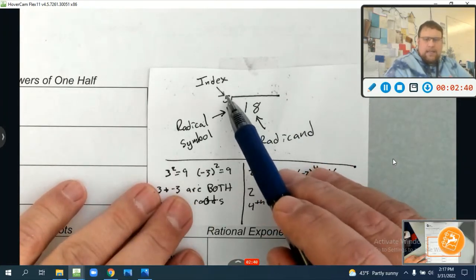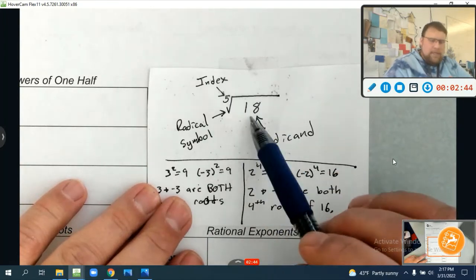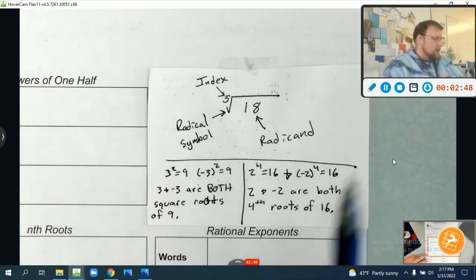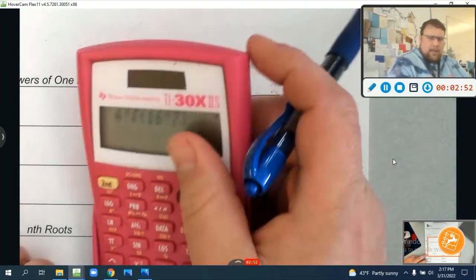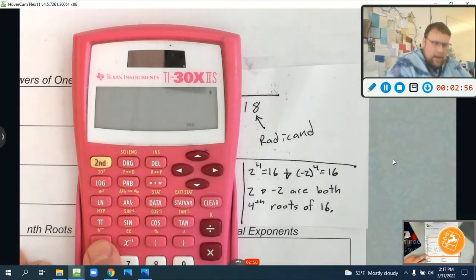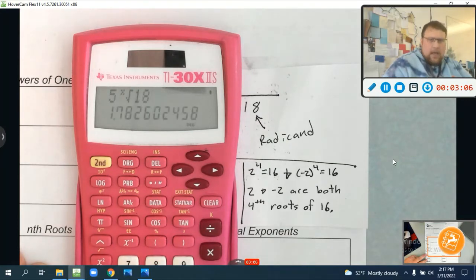An index tells us what kind of a root we're taking, right? The 5th root means I'm finding out what number times itself 5 times will equal 18. So in the case of 18, let's take the 5th root of 18. If you want to use a calculator to do it, here's how you do it. You have this nice little button that has kind of the x root right there. So I'm going to put 5, and then I'm going to use that. See that x root?